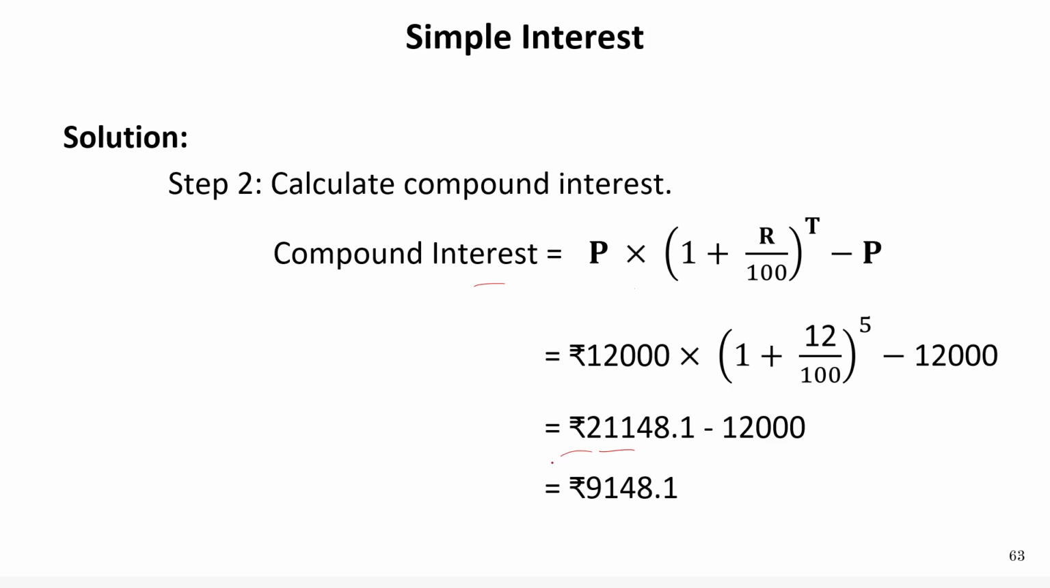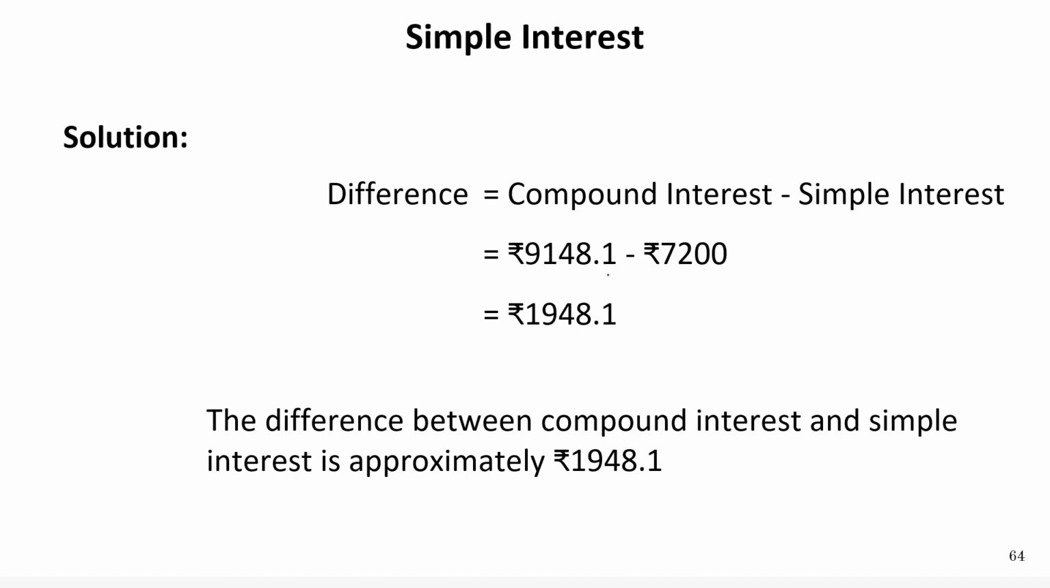So 21,148.1 minus 12,000 is equal to 9,148. So the difference is 9,148.1 minus 7,200, that is 1,948.1. Okay. So if we subtract the simple interest from the compound interest, the remaining amount, that is the difference, is 1948.1. So the difference between compound interest and simple interest is approximately this much, that is 1948.1 rupees.